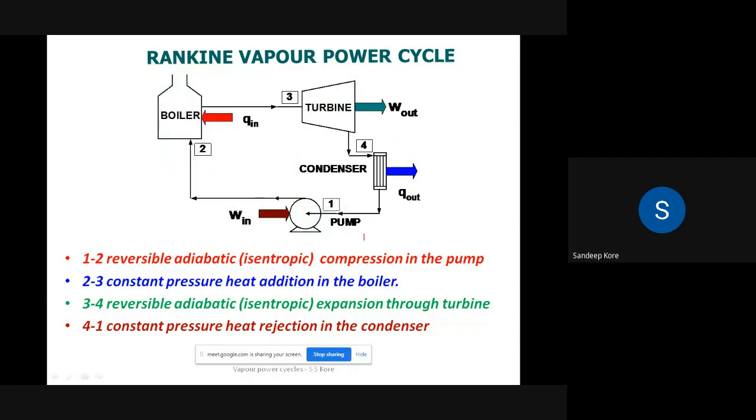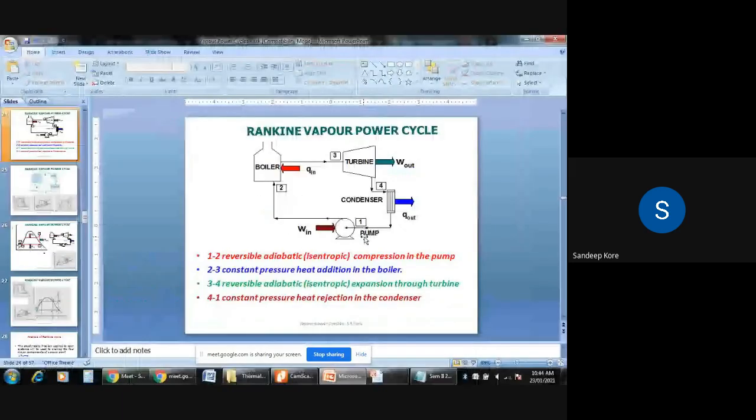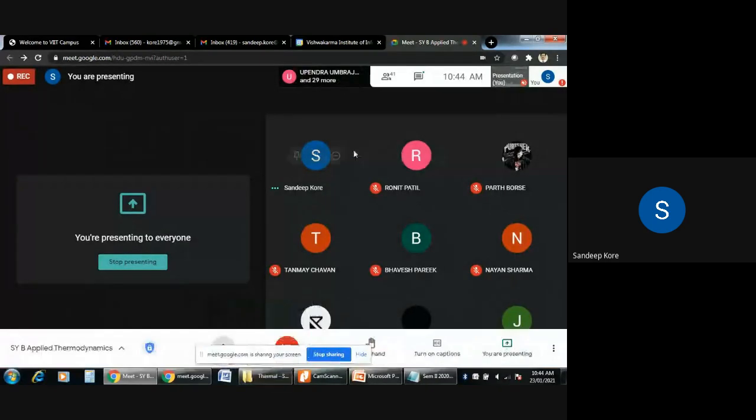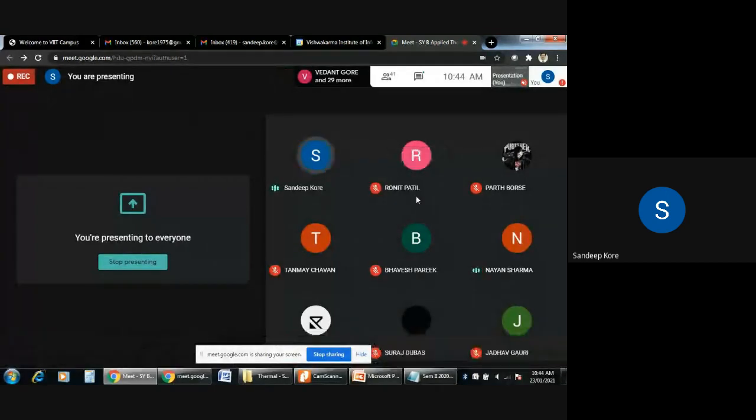Yes, any question? Based on the components, what is exactly happening in this component, and what are the processes involved in all the 4 components? Please let me know if you need more clarification, or if you have any doubt, please ask me. Yes. Yes, Ronit, Bhavesh, Nayan, no doubt. Tanmay. Okay, no doubt. Yeah, thank you.